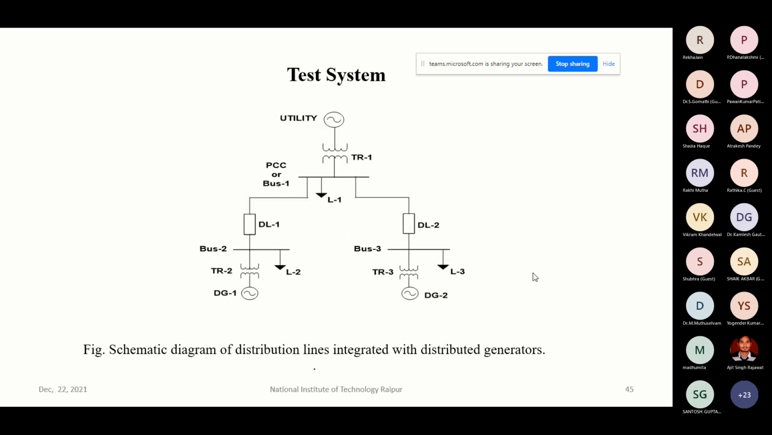And here we have taken a simple test system which consists of a utility grid and two DGs connected, which are feeding the three loads L1, L2 and L3 through distribution line 1 and distribution line 2 using transformers TR2, TR3, and TR1 is the utility grid transformer. This is the point of common coupling.